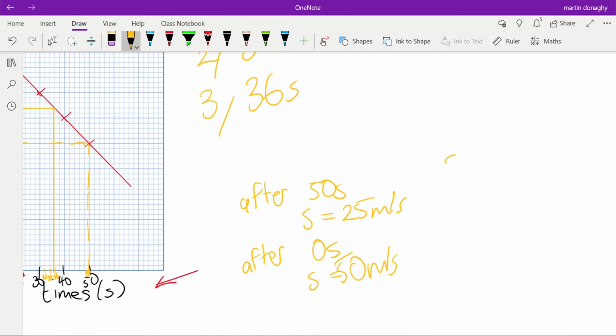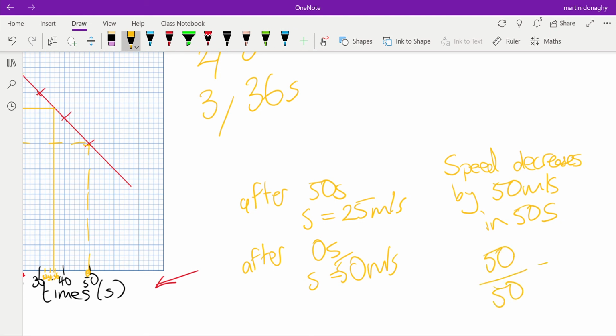So the speed decreases by 50 meters per second in 50 seconds. Now, we want to find out how much it decreases by each second, so we divide the 50 meters per second by the 50 seconds, and it tells us it decreases by 1 meter per second each second.